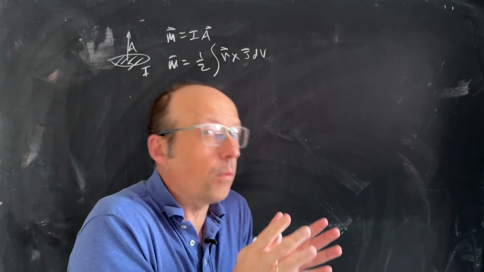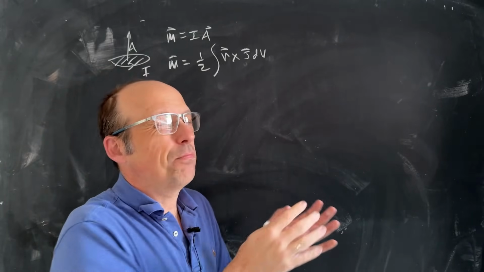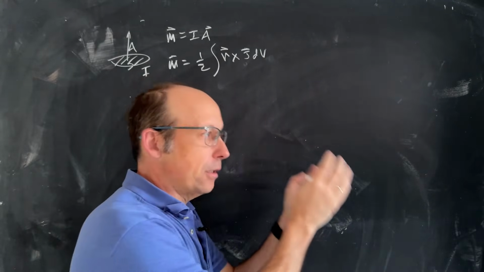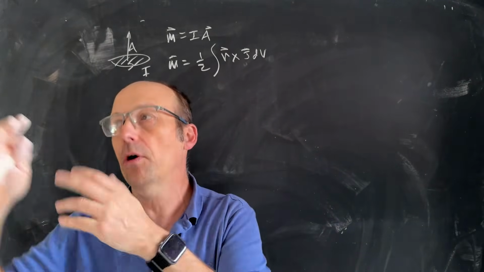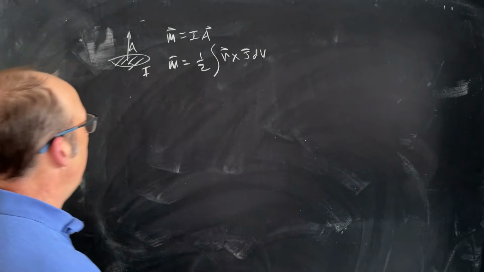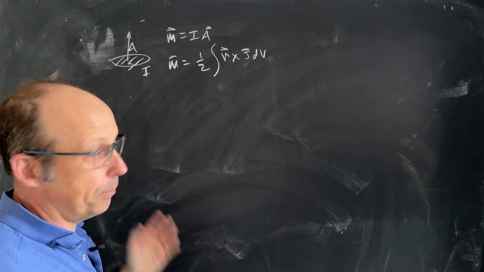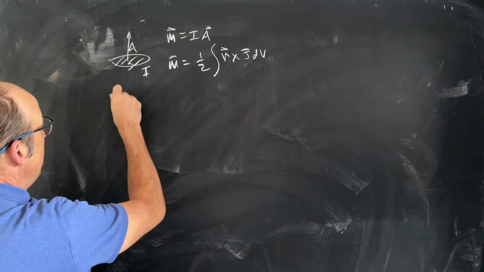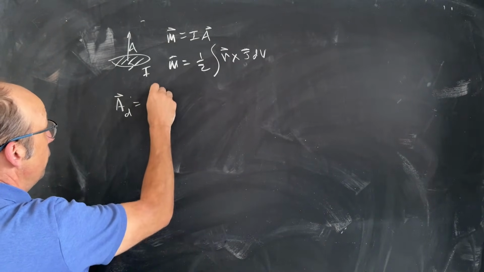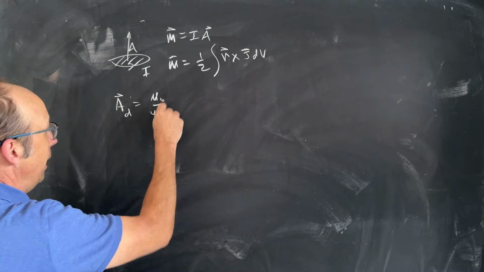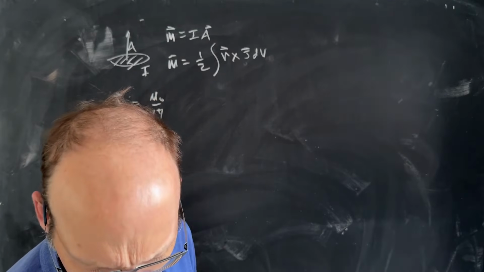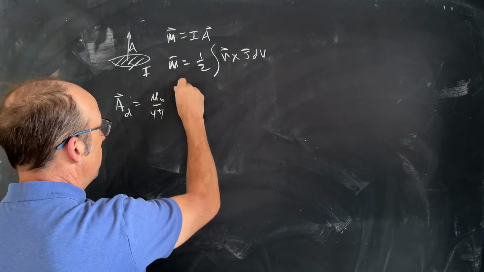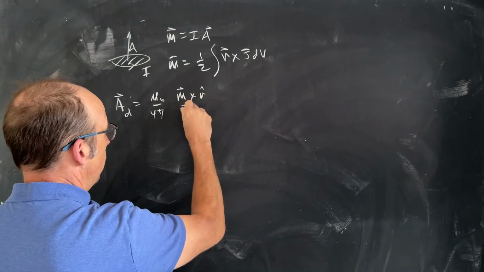And just like before with the electric dipole, it's an expansion, right? We can take any charge distribution and expand it as a monopole term, a dipole term, a quadrupole term. But if I have a current, I can just expand that as a dipole term. Now, the vector potential due to a dipole is mu naught over 4 pi, M cross R hat over R squared.